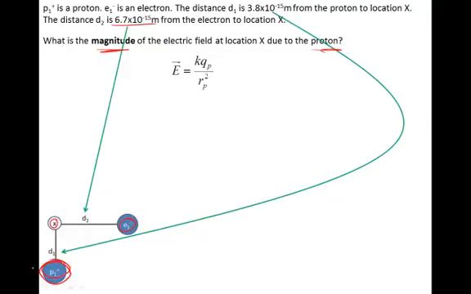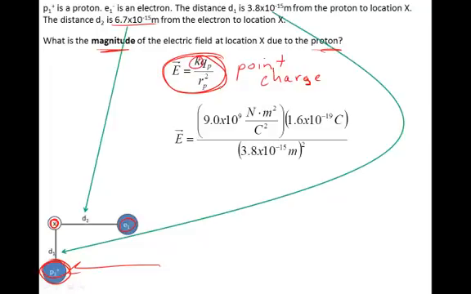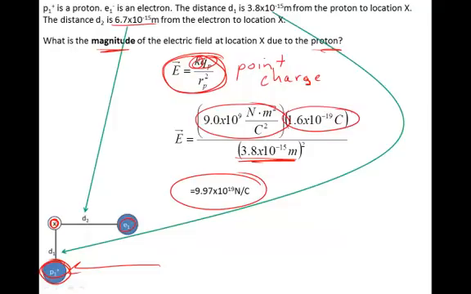So the proton first, we want to know what the value of the electric field is that it produces at location X. So this is the equation we use for the electric field from a point charge. Because this proton is behaving like a point charge and it's creating an electric field, that means it's warping the space around it, we're going to use this equation to find the electric field. So we use K, which is our constant, 9 times 10 to the 9th, the charge of the proton, and the distance d1 that the proton is away from location X. And we get a value of 9.97 times 10 to the 19th newtons per coulomb.